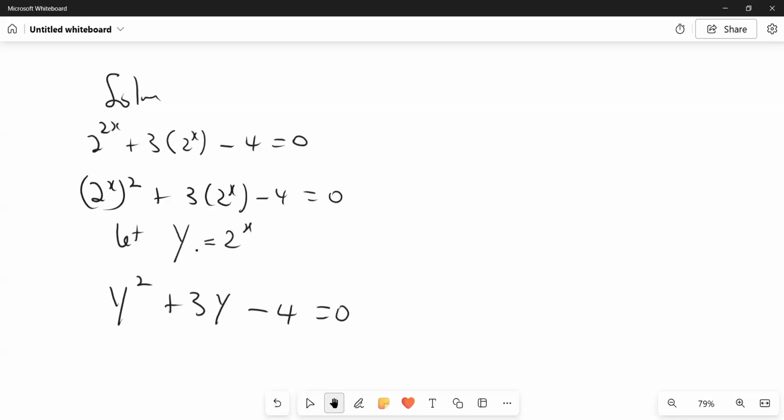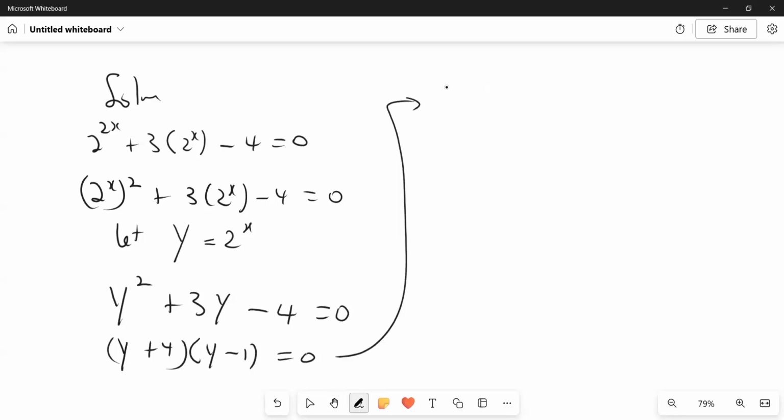This here I can factorize now. Y plus 4 times y minus 1 equals 0. Right? That implies, going up here now, that y equals minus 4 or y equals 1. In other words, remember y is 2 to the x. So 2 to the x equals minus 4 or 2 to the x equals 1.